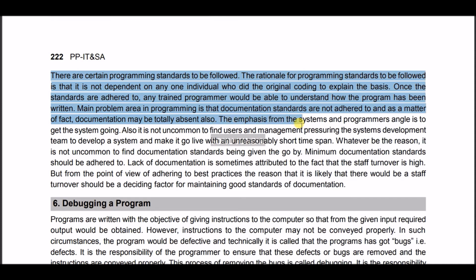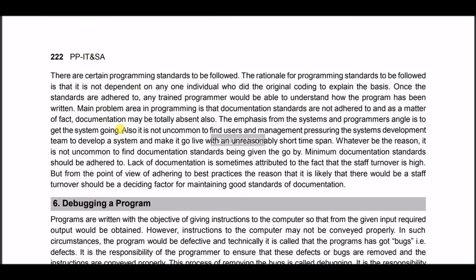The emphasis from the system and program angle is to get the system going. Also, it is not uncommon to find users and management pressuring the system development team to develop a system that will go live within an unreasonably short time span. Whatever the reason may be, it is common to find the documentation standard being given the go-by. Minimum documentation standards should be adhered to.